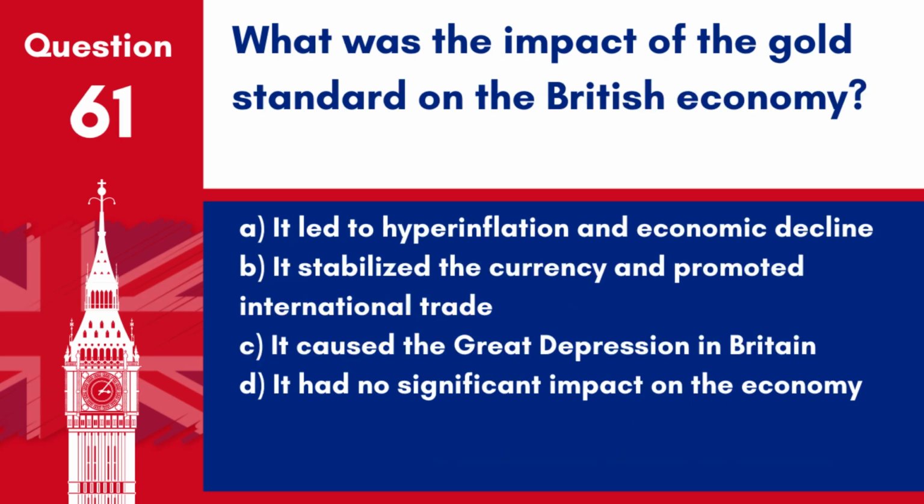Question 61. What was the impact of the gold standard on the British economy? A. It led to hyperinflation and economic decline. B. It stabilized the currency and promoted international trade. C. It caused the Great Depression in Britain. D. It had no significant impact on the economy.